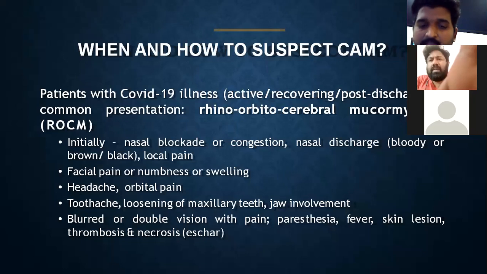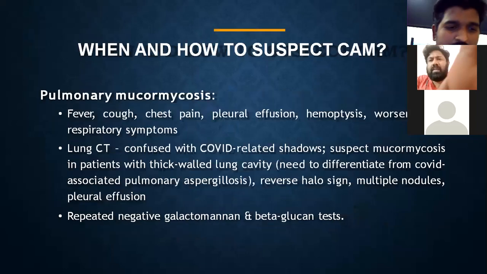Numbness is one of the dangerous signs; there will be localized numbness in the area. They may present with headache and orbital pain, or toothache, loosening of the maxillary teeth and jaw involvement. There may be orbital involvement that can lead to blurring or double vision, pain, paresthesia as already described, fever, inflammation, thrombosis and necrosis. Sometimes this rhino-orbitocerebral mucormycosis directly involves the cavernous sinus, and you can see all the features of cavernous sinus thrombosis, along with signs of cranial nerve palsy. Particularly the commonest nerves are number 2 to number 6. These are the common cranial nerves that may be involved in invasive cerebral mucormycosis.